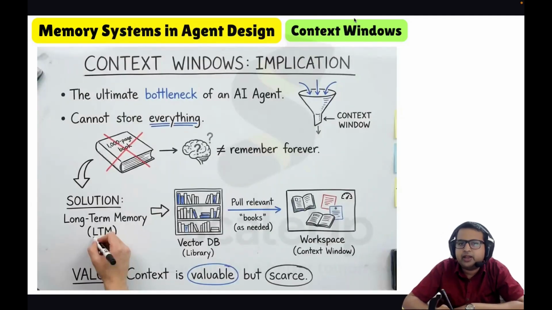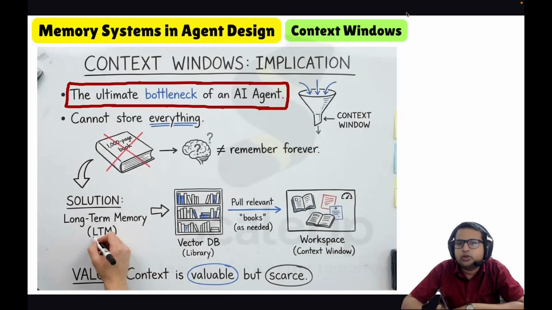So now it's very clear that the context window is the ultimate bottleneck of an AI agent. You cannot store everything in the context window because of the limited window size. This is why we cannot give a large language model a 1000 page book and ask it to remember everything forever. It cannot. After a time, it will forget because of the limited context window size.